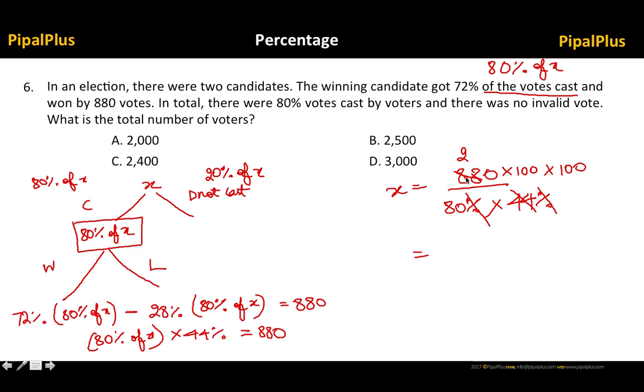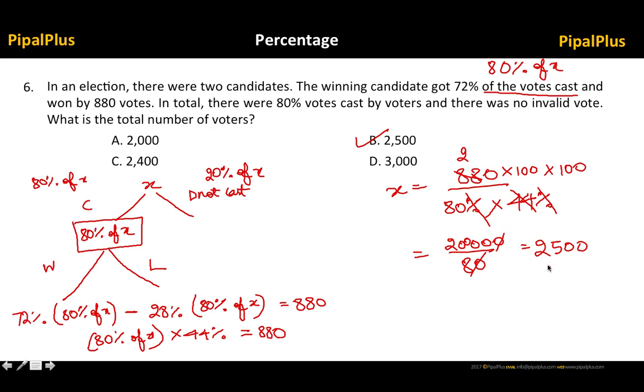So I have 220,000 divided by 80. I can cancel out another 0 here. Sorry, I think I'm missing out on another 0. Yes. So this is going to be 2,500.